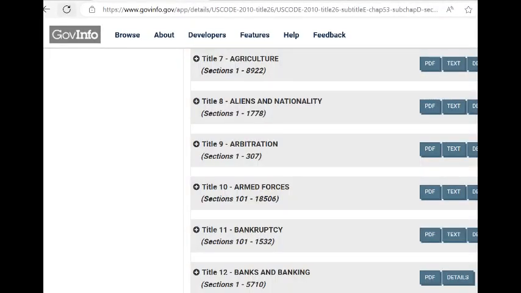Then Title VII is Agriculture. Title VIII is Aliens and Nationality. Title IX is Arbitration. Title X is Armed Forces. Title XI is Bankruptcy. And Title XII is Banks and Banking. And I'm not going to go through every single title. There are many.